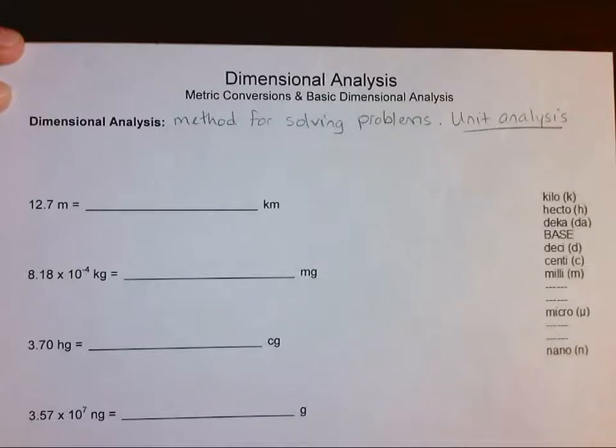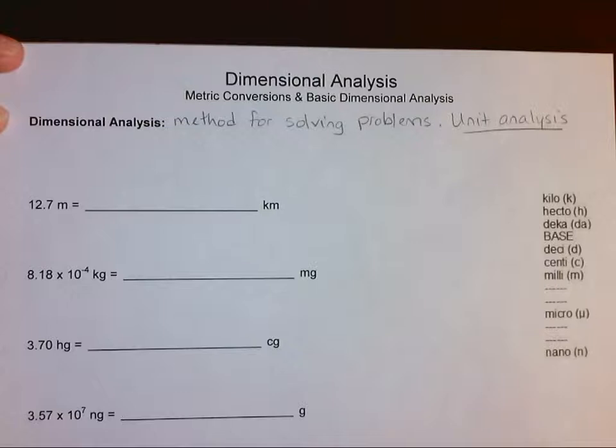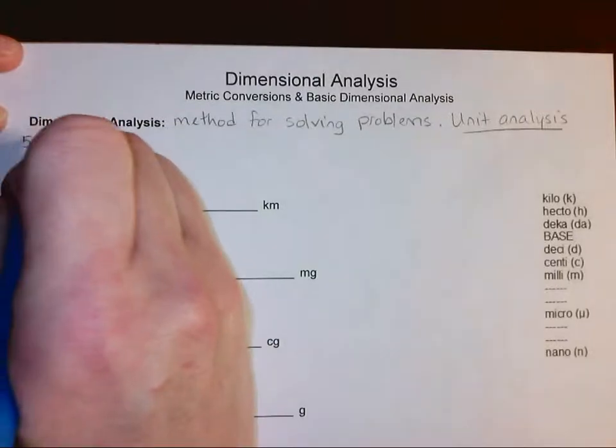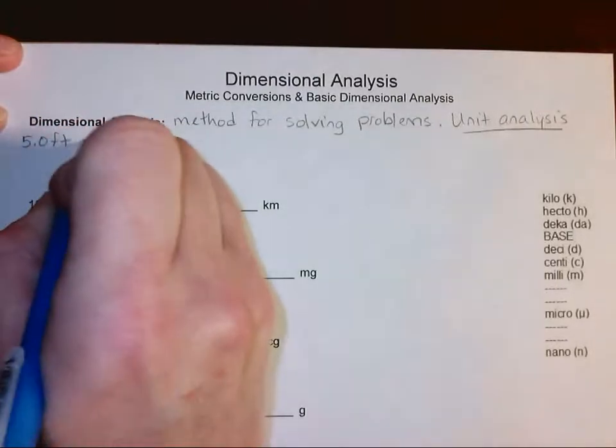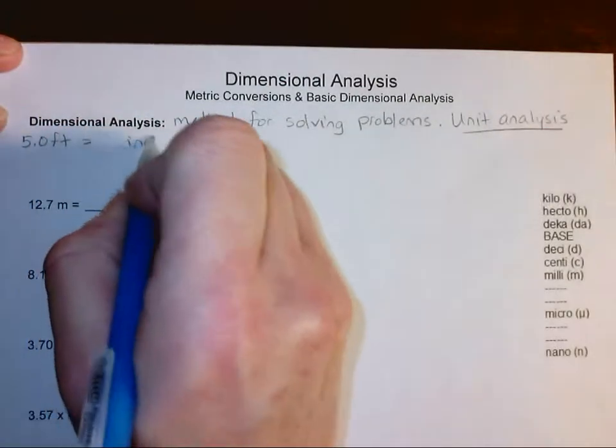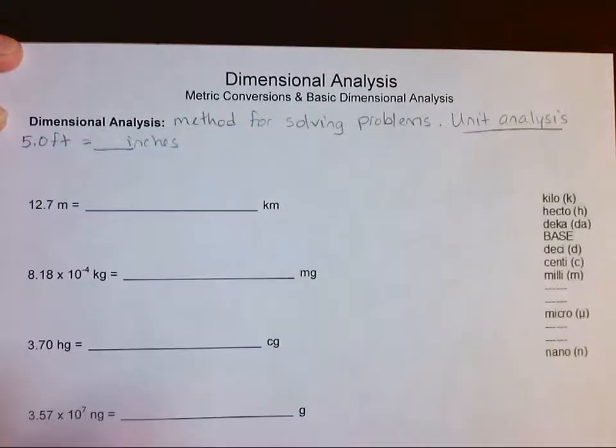An example of this is with a common problem that most of us know how to solve in our head, and that would be, if a person is 5 feet tall, what is their height in inches? Well, as we all know, there are 12 inches in 1 foot, and so we would just simply take 12 times 5 and get 60 inches.